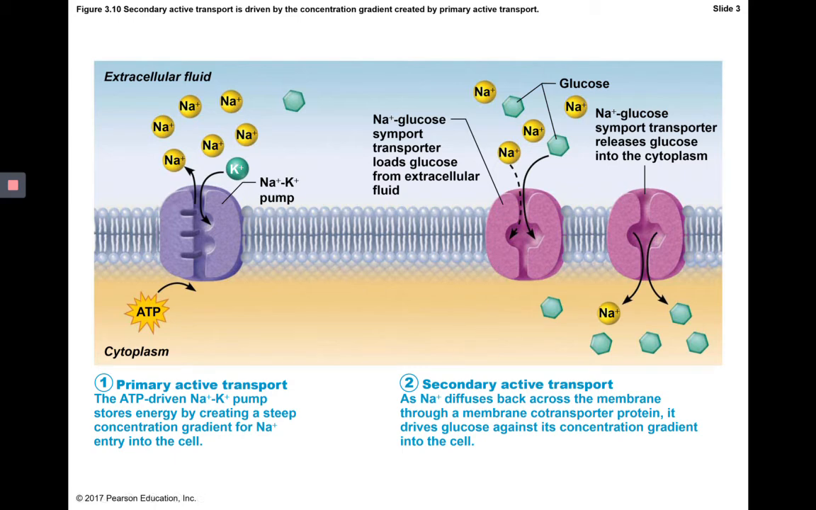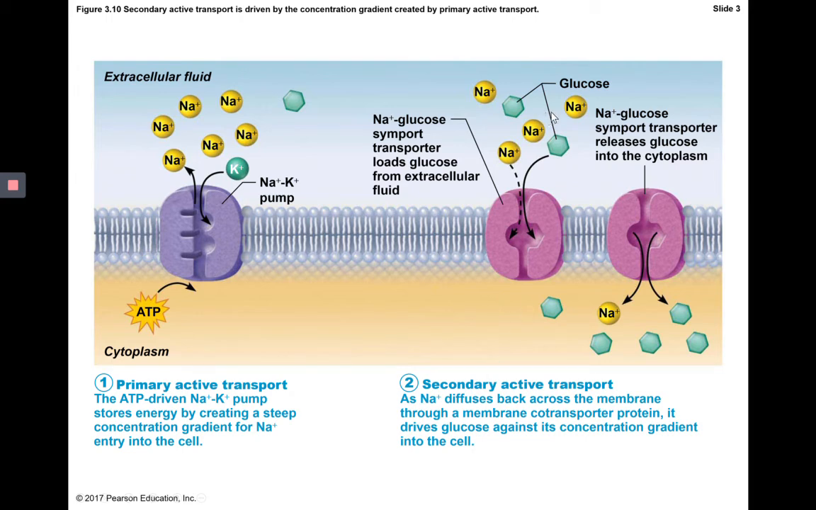So what we see here with the secondary active transport is the generation of a high gradient of sodium outside the cell is able to move glucose into the cell when these leakage channels act as symporters and allow some of that sodium back in. So as the sodium diffuses back across the membrane through a membrane cotransporter protein, it drives glucose against its concentration gradient into the cell. Now, glucose is being pulled in, but it's not going from high to low concentration.